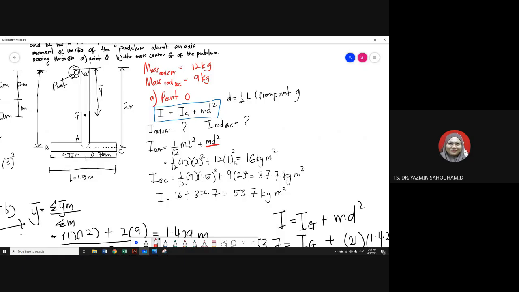Okay. So, you nampak 1 squared. So, you akan calculate ni, you akan dapat 16 kilogram meter squared. Okay, good. Now, sekarang kita buat untuk moment of inertia untuk rod BC pula.